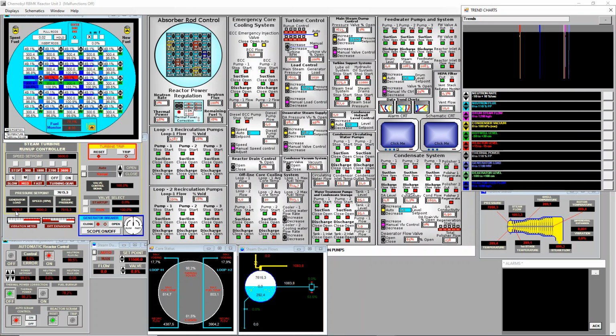Generated load still 1029, slowly increasing. Drum pressure above the minimum, it's at 7600. Rod position is 49.1%, and this will not move unless we change some parameters of the thermodynamical systems.